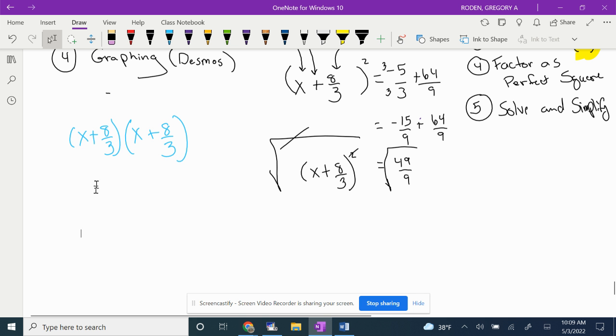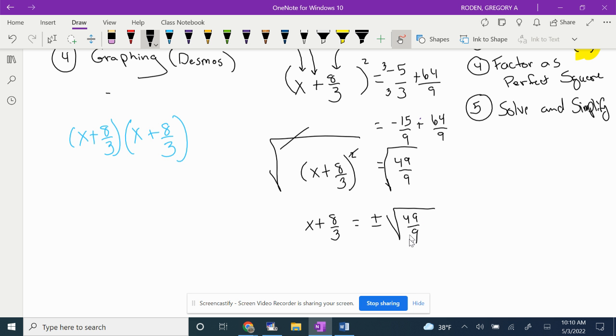Because think about it, if you have it squared, the square root cancels the square, and you have x plus 8/3 equals plus or minus the square root of 49 over 9. Cody, are you listening? Now, we can actually do that square root. What's the square root of 49 over 9 equal, class?